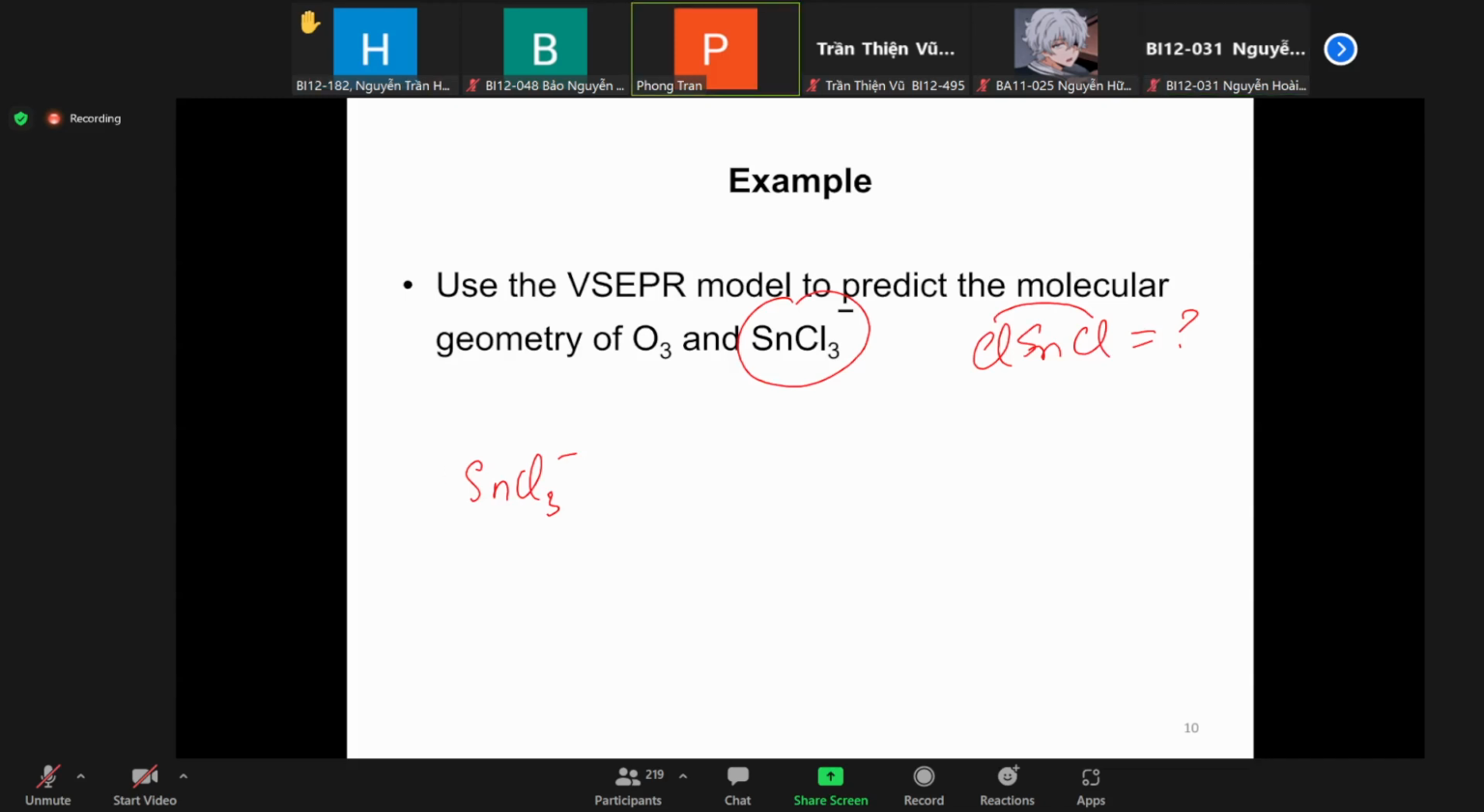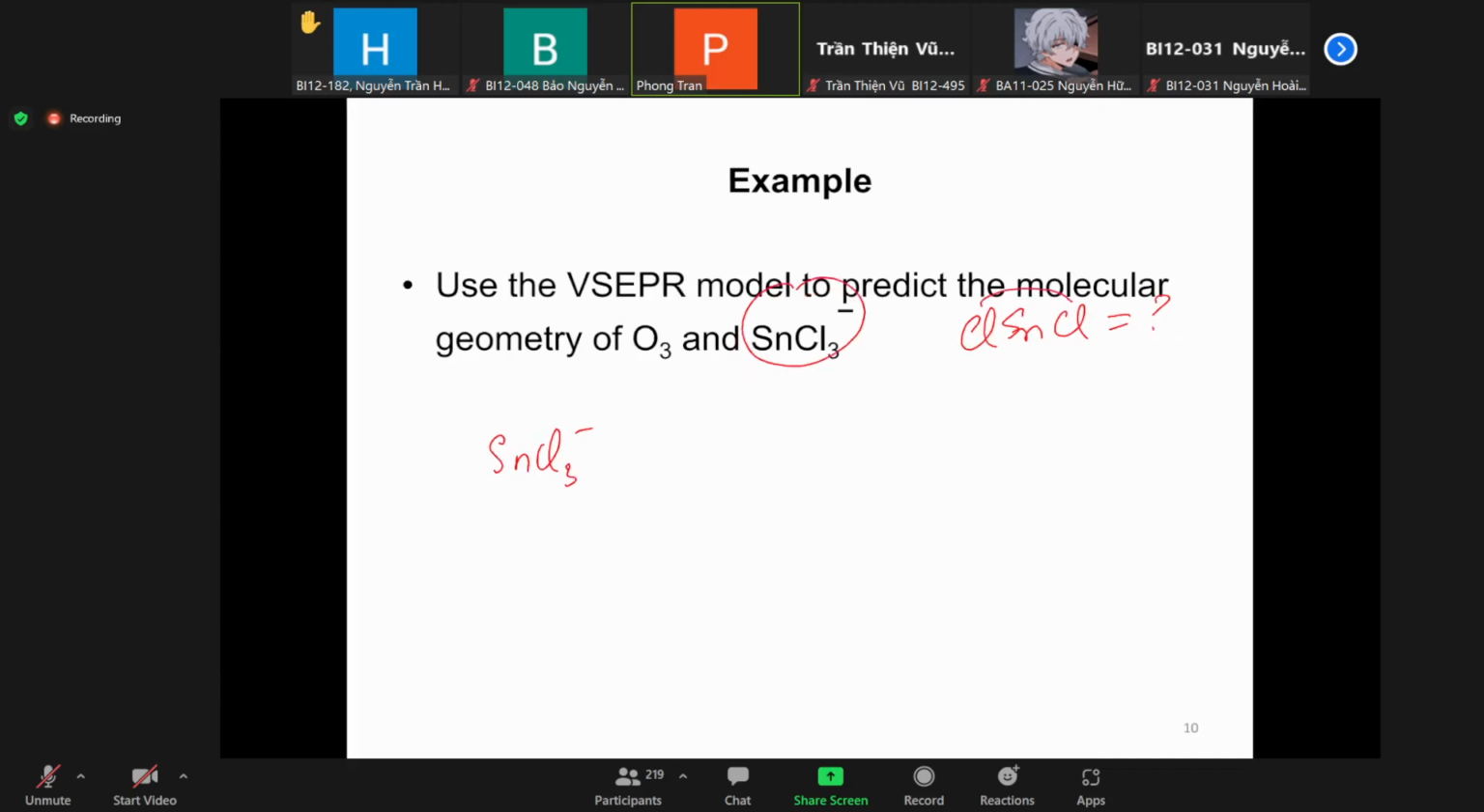Could I attempt this question, Professor? Yes, please. So I think SNCl3 would fall into the category of trigonal planar shape, because the tin here will bond with single bonds to 2 Cl atoms and a double bond with 1.